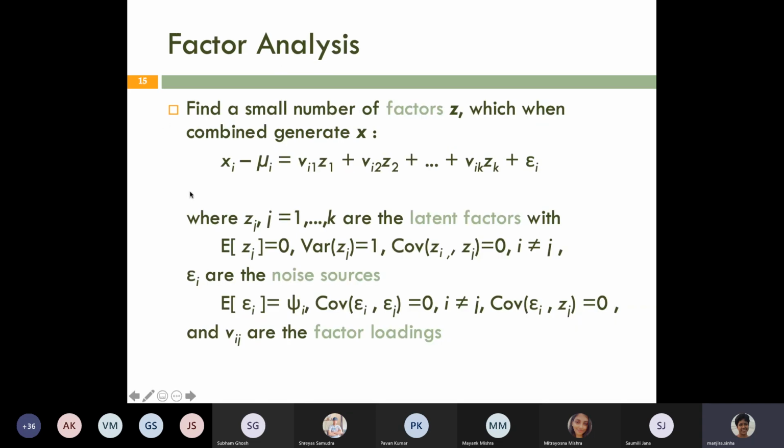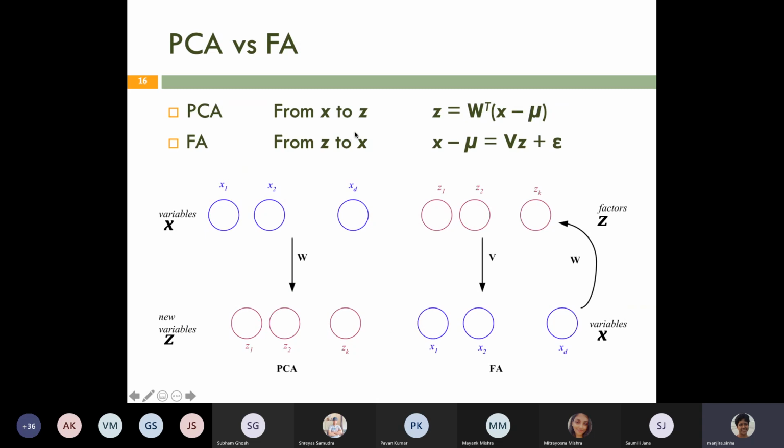What was I doing in PCA? I was projecting from a higher d-dimensional space to a lower k-dimensional space with the help of this weight set W, which are the eigenvectors of the covariance of X. So in PCA, we are learning Z from X, because Z equals W transpose times X minus mu.